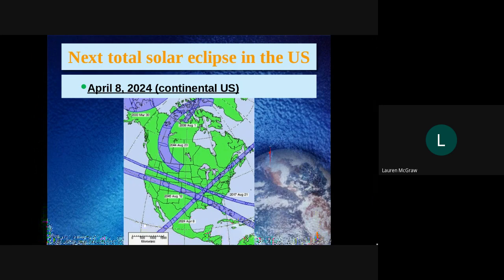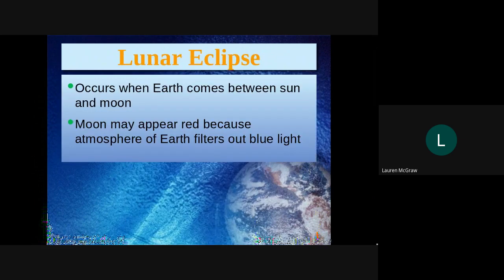kids about this. The next one for us is going to be April 8th, 2024, and you can see how close it goes to Pittsburgh. We would just have to go slightly north up to the Newcastle area to see the total solar eclipse, but we're going to be in the penumbra for a long period of time there. But that one's going to be a big one. It takes a pretty big path across the United States.